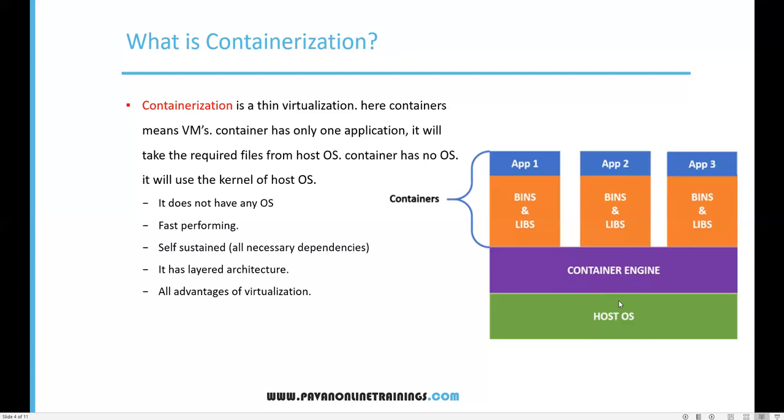What are those required files? BIOS settings, operating system and kernel settings, and memory space. All these things come from the host OS itself. A container doesn't have an OS of its own. That's the main important point, which is the difference between a VM and a container. So it does not have any OS, and it will perform much faster when compared to a VM.